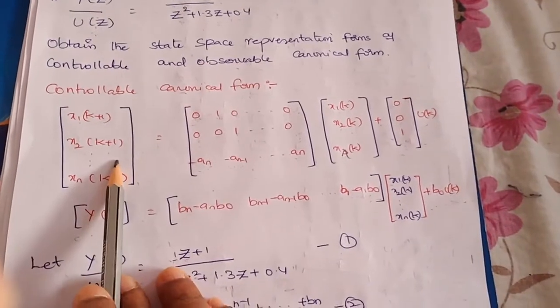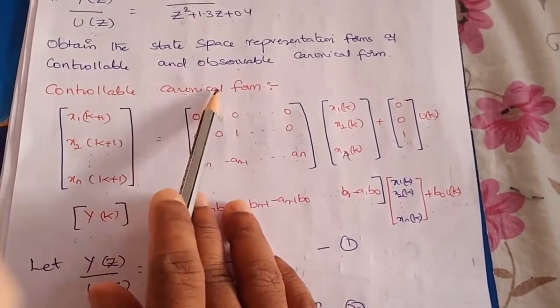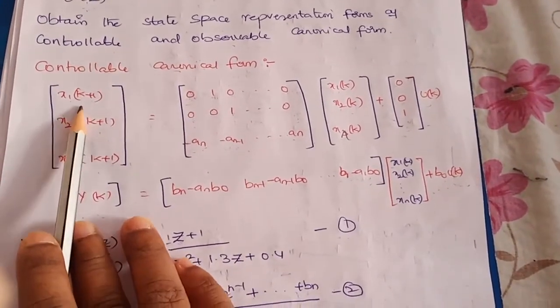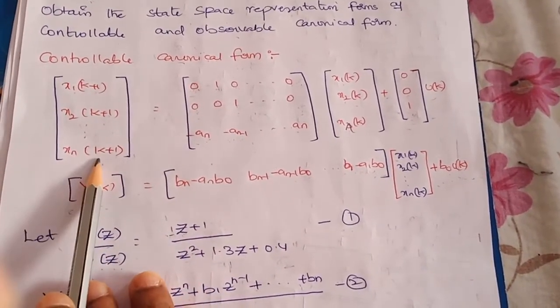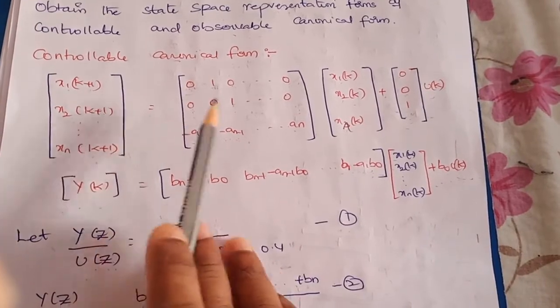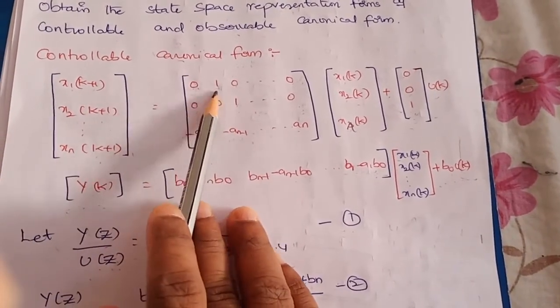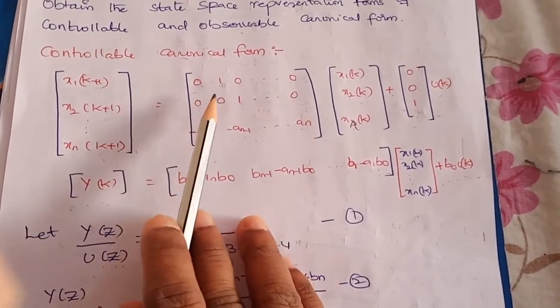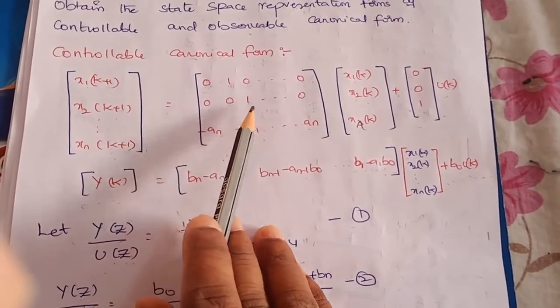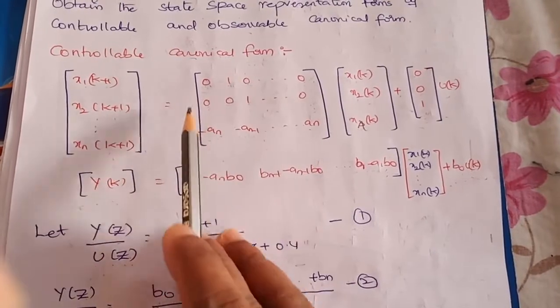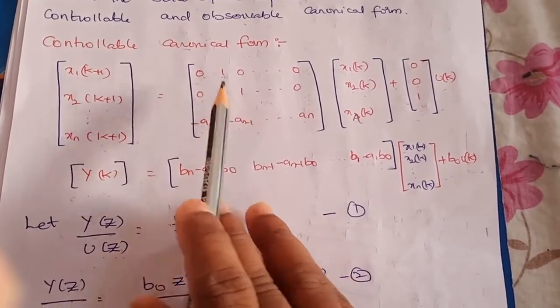First, you have to write the state space representation for controllable canonical form. This is how to write it: x1(k+1), x2(k+1), and so on up to xn(k+1) equals matrix A, which has 0, 1, 0, and so on up to 0. If it is of third column, then 0, 0, 0, 1, and so on up to 0. In this way, matrix A has to be represented.